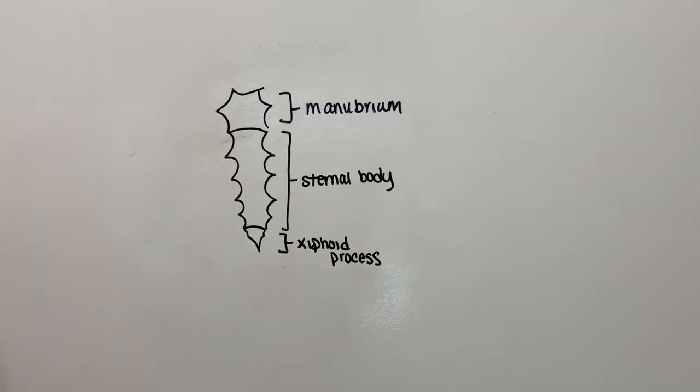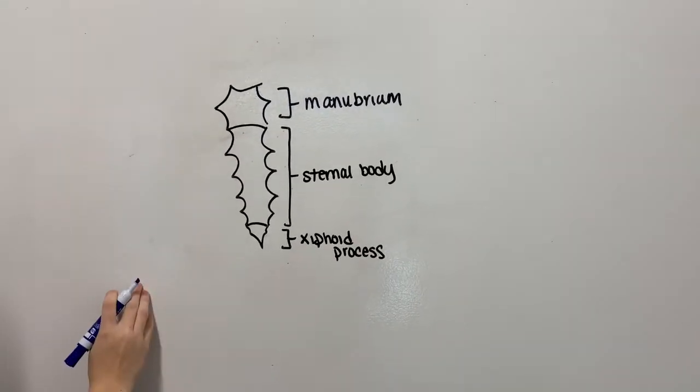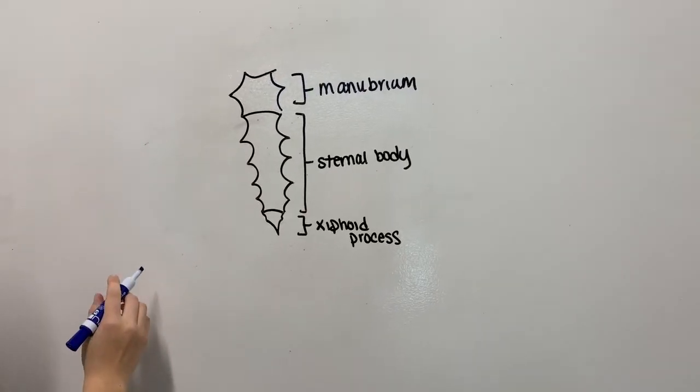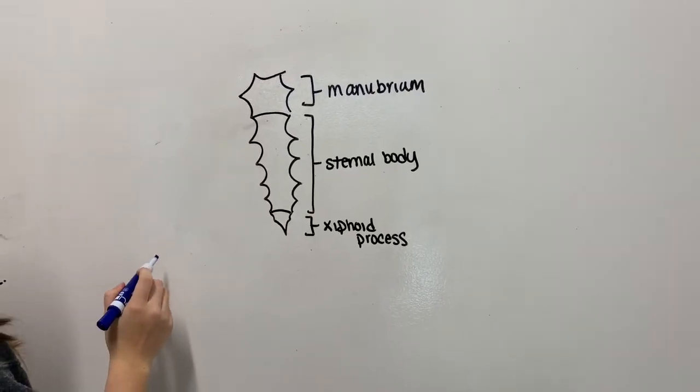The sternum is a sword-shaped bone that lies in the front and center of the chest and connects to the ribs. Similar to the ribs, the sternum is also classified in 3 sections. The uppermost section is called the manubrium.